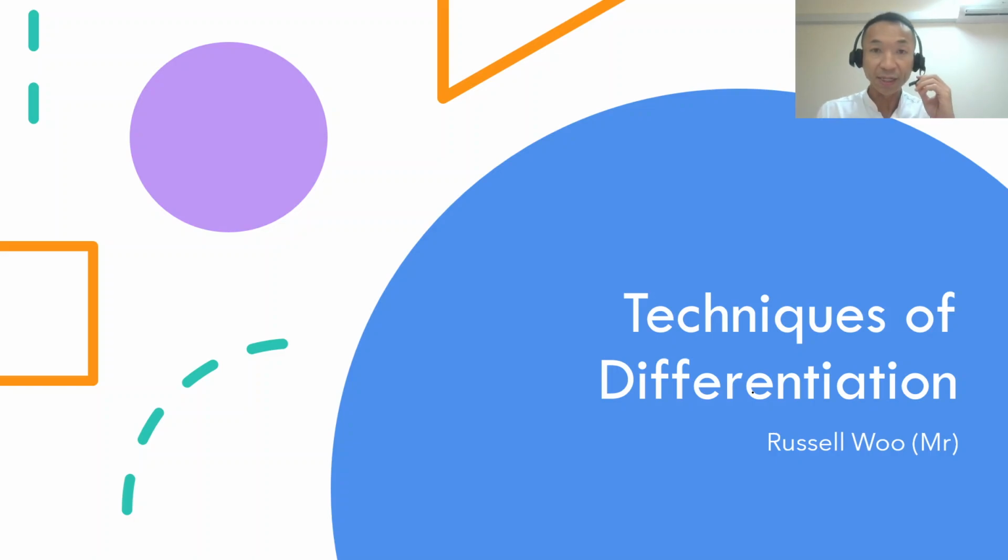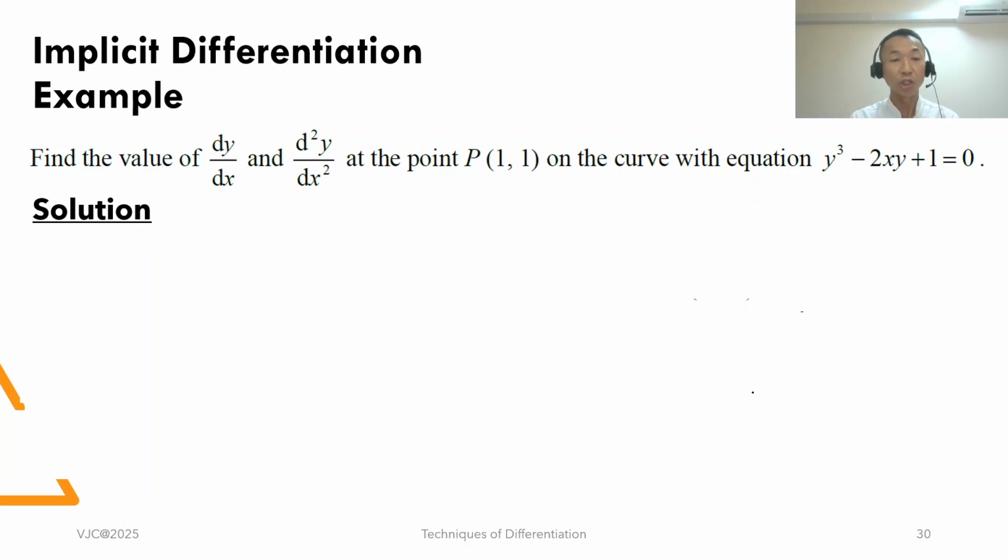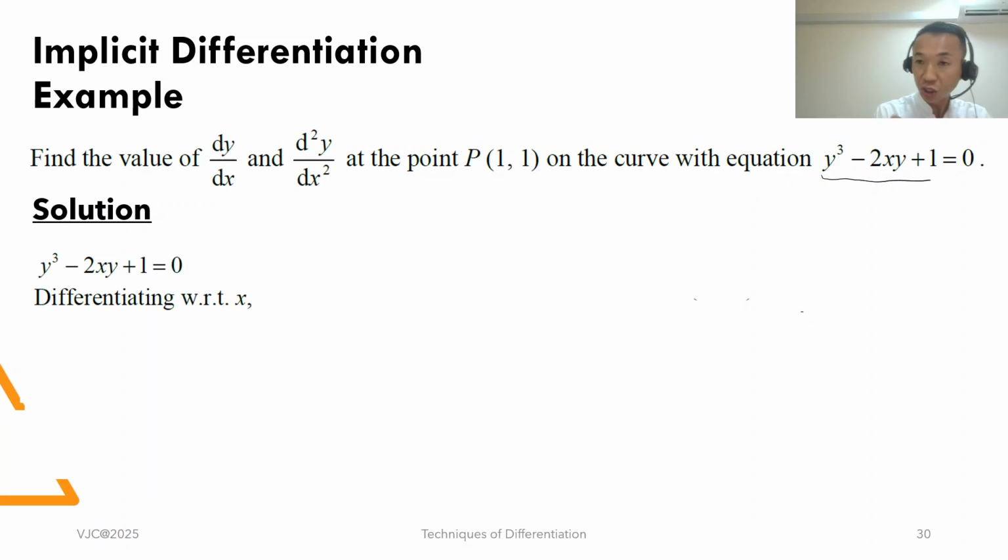Let's take a look at the next example on implicit differentiation. In this example, you are required to find the value of dy/dx and d²y/dx² at this specific point on the curve. So you know you're going to use implicit differentiation. Why? Because if you look at this expression here, you cannot easily make x the subject or y the subject. So what do we do? Implicit differentiation, just as this line.